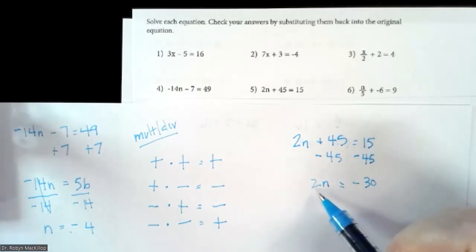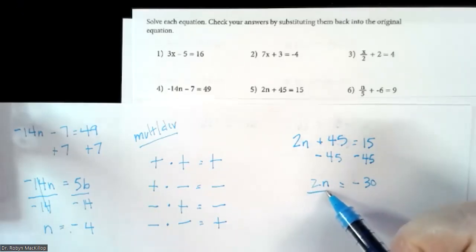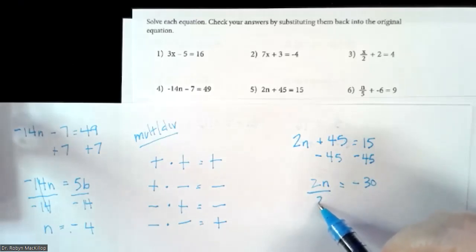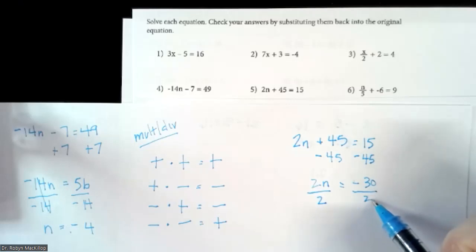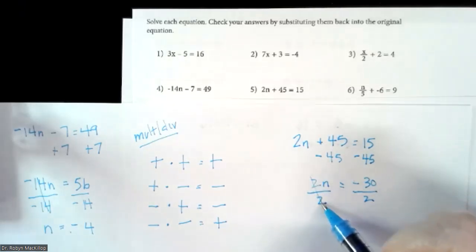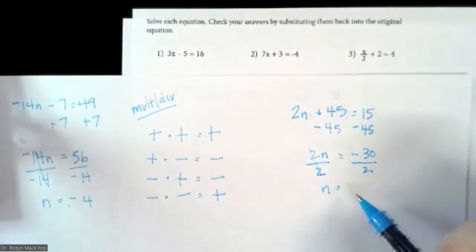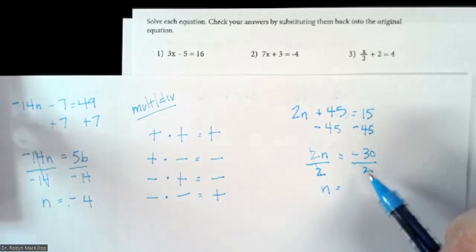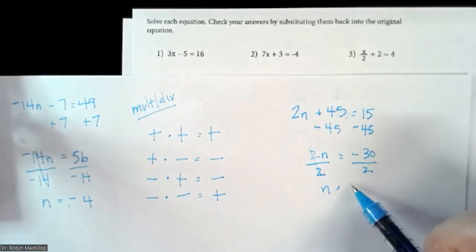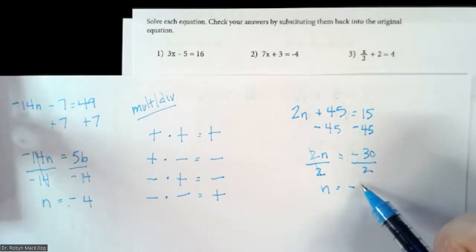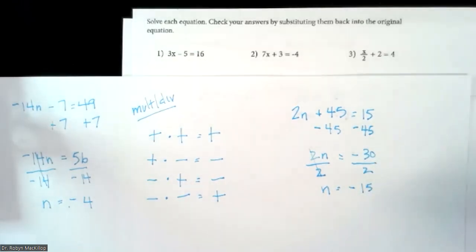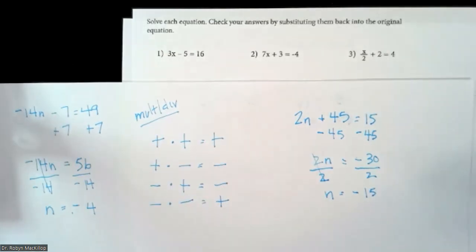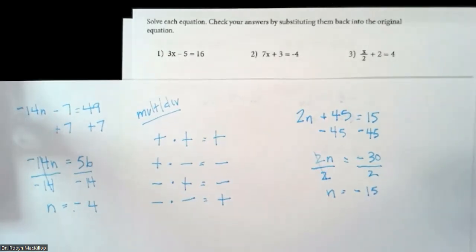We need to separate the 2 and the n. So we're going to divide out the 2, do the exact same thing over here. And we've got 2n divided by 2 is n, and negative 30 divided by 2. Bad guy goes into town, bad for the town. 30 divided by 2 is 15. Cool. What do you guys think? Are you feeling that? Is it making sense?